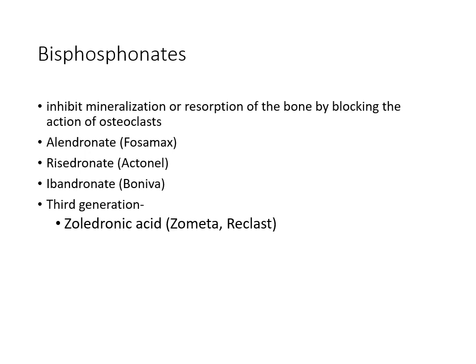The first medication we are going to discuss is bisphosphonates. You want to know about this medication? This medication inhibits the resorption of the bone by blocking the action of osteoclasts. Examples are alendronate, risedronate, ibandronate, and the third generation bisphosphonate, an example is zoledronic acid, or Zometa or Reclast.